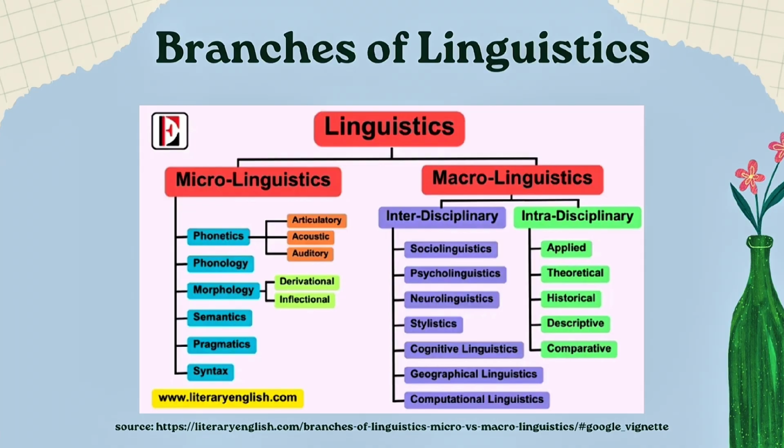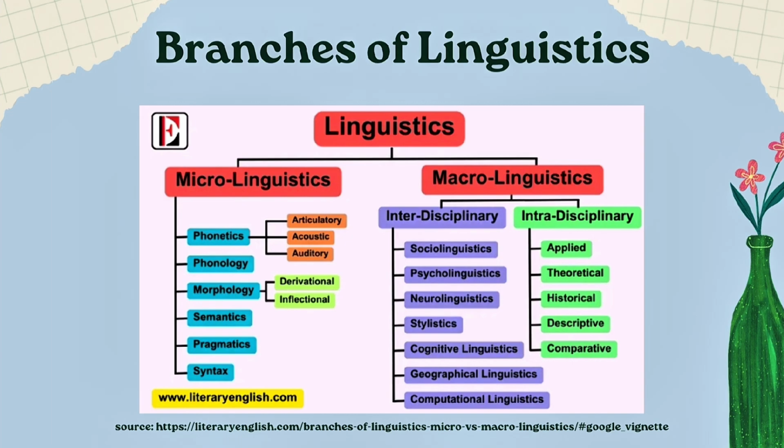Microlinguistics focuses on internal language structure like phonetics, phonology, morphology, semantics, pragmatics, and syntax. While the macro one studies language in relation to society, culture, and context.